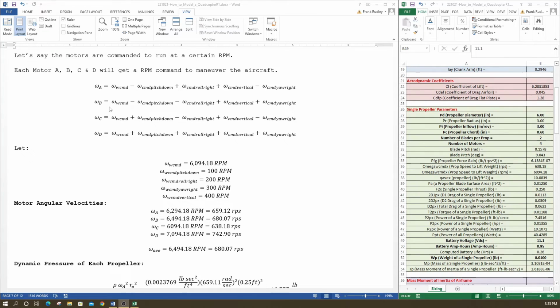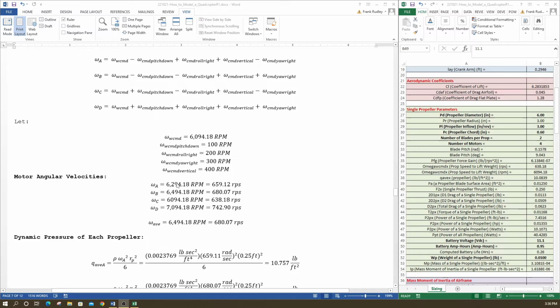So this is the mixing done to provide these commands. These are RPM commands to the 4 motors. I need to provide 4 commands, one to each of the motors, to maneuver the aircraft. So this is just a sample done with arbitrary numbers, just to get some numbers that I could put into the spreadsheet to get a test case, a test point.